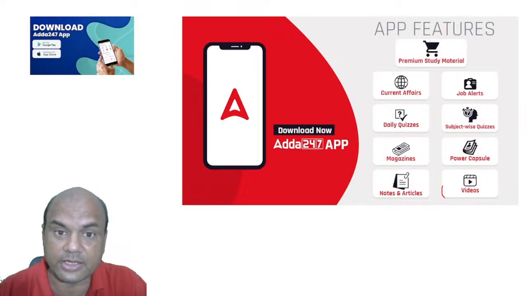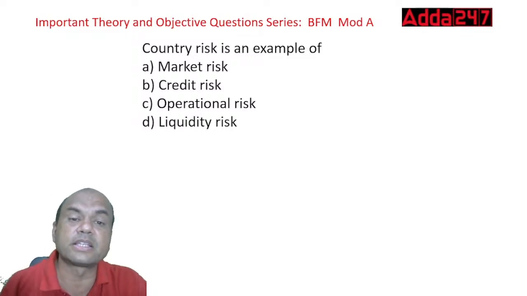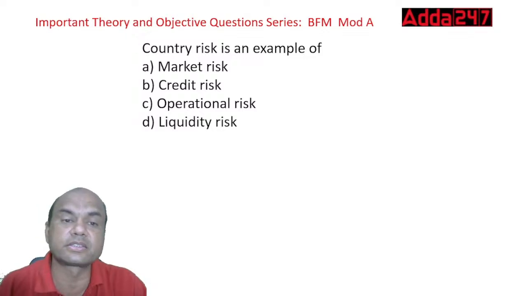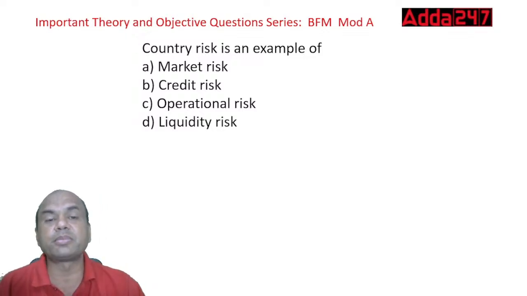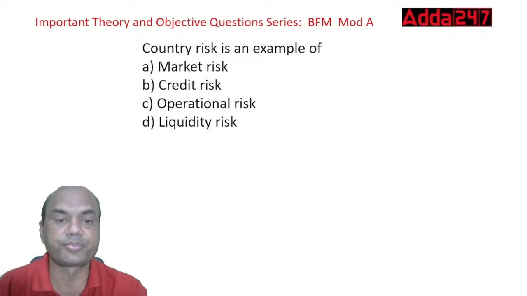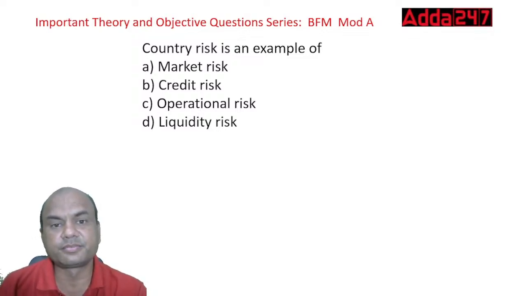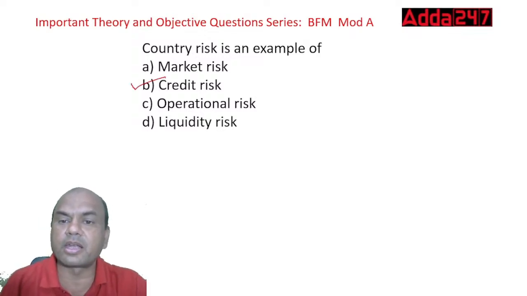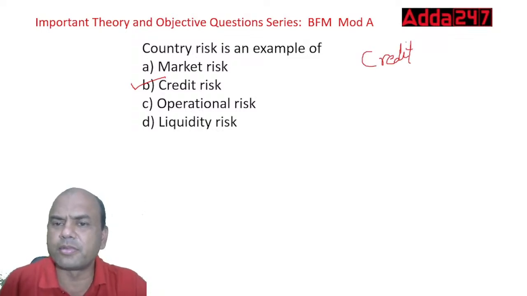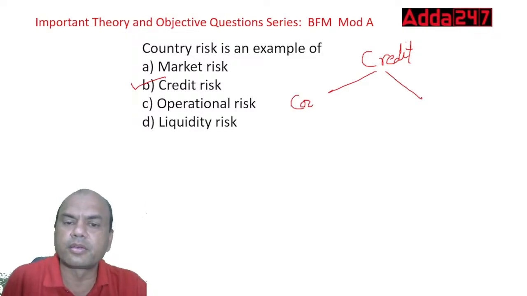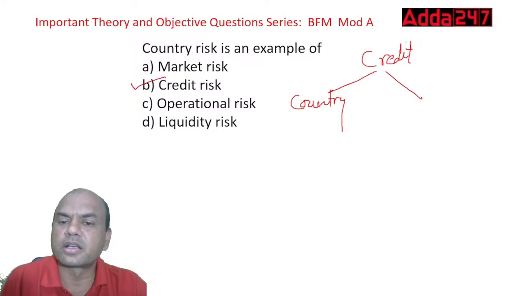Country risk is an example of market risk, credit risk, operational risk, or liquidity risk. So country risk is an example of what? It is credit. Remember, credit risk is of two types. There can be various types, but mainly two: one is country and second is counterparty.